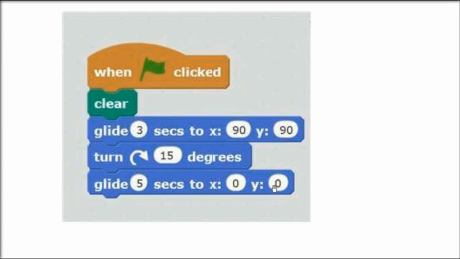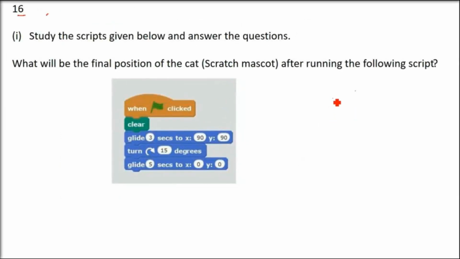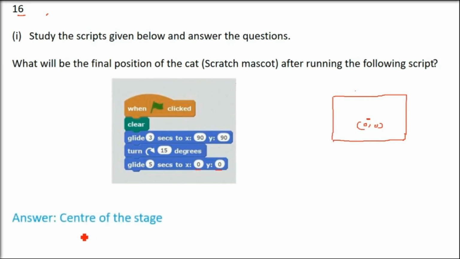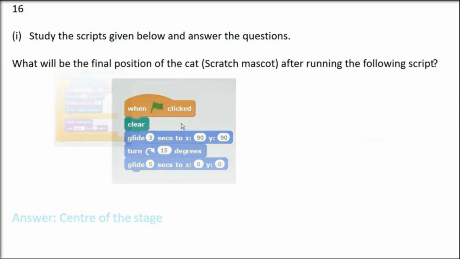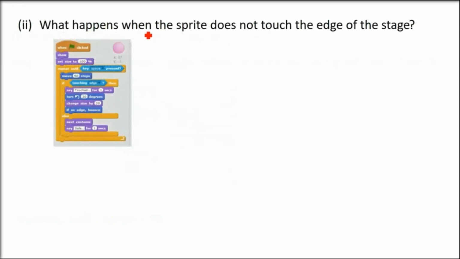Now this x 0, y 0, if I can show you the stage, is the central position of the stage. What is the coordinate of the central position? It's 0, 0. So it will come to the center of the stage. What happens when the sprite does not touch the edge of the stage?